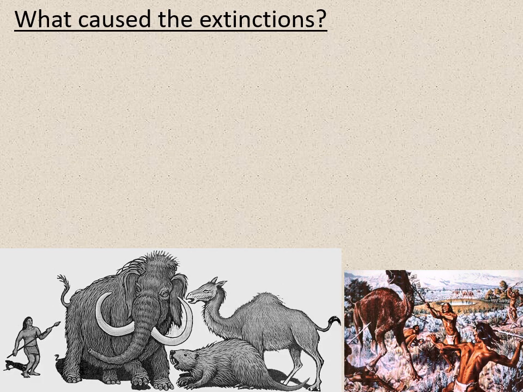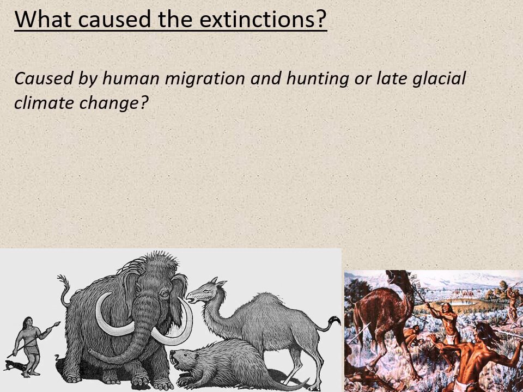So what caused this Pleistocene mass extinction then? Well, there's a couple of different schools of thought on this. One is that it's caused by human interaction with these populations of megafauna, such as migrating from Asia across the Bering Land Bridge, and hunting. Or it could be a coinciding of that event happening with the late glacial climate change that's happening as we're reducing the amount of glacial ice and changing the overall climate and setting anyway.